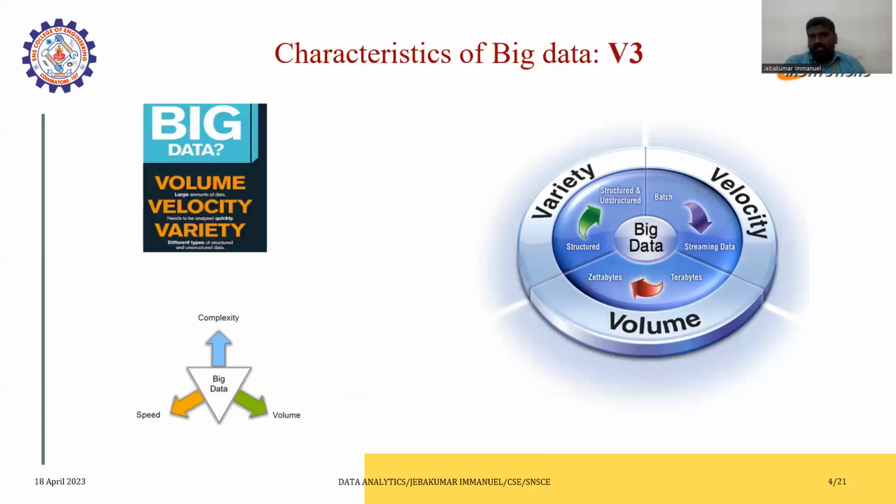So these are the three different characteristics of big data. The big data characteristics are defined in three different V's: variety, velocity, and volume. So volume is the scale, variety is the diversity, velocity is the complexity. So we can classify them very simply into three different V's. Here another diagram is available with volume, speed, and complexity.